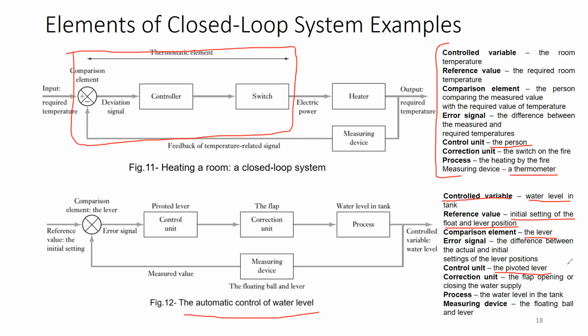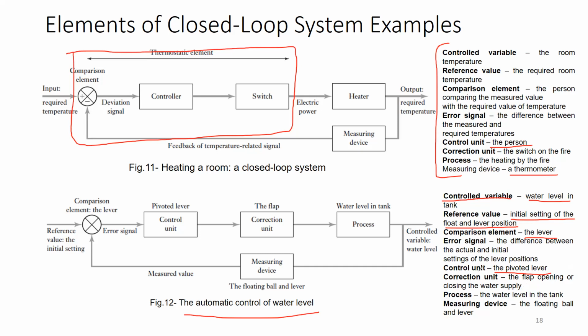So you see, the floating lever is actually the comparison unit also, but wherever the pivoted joint of the lever is, where the tank water supply will turn off, it will act as a switch only. So that is a control unit. A switch is attached at the end of the lever, or in this case a valve, the pivoted lever valve, which will actually turn off when the level has reached a certain level. Okay, the correction unit is the flap opening or closing the water supply.